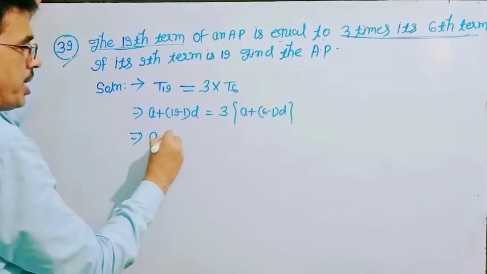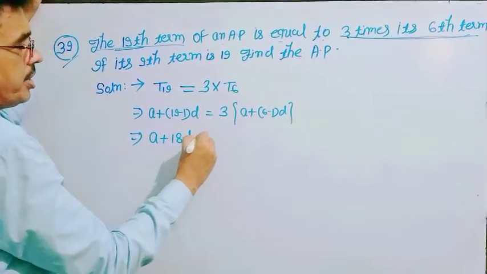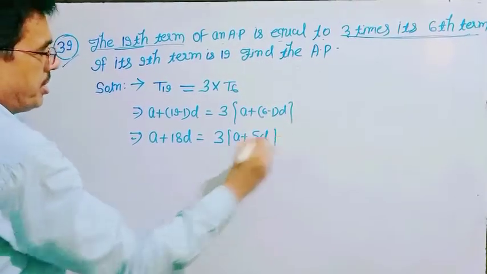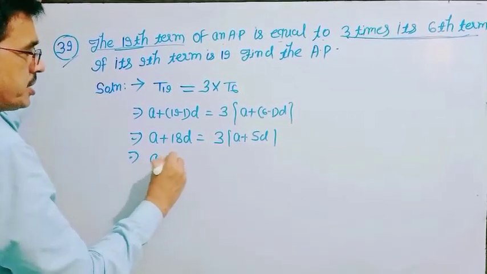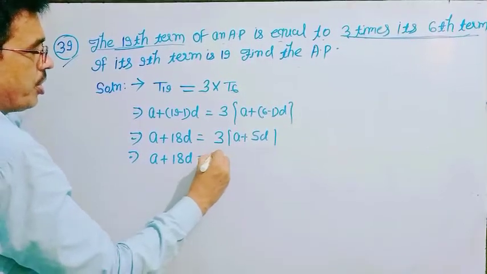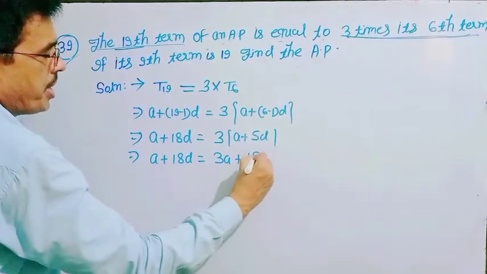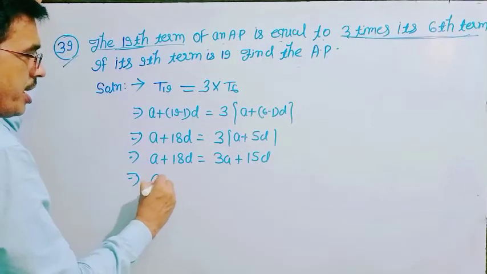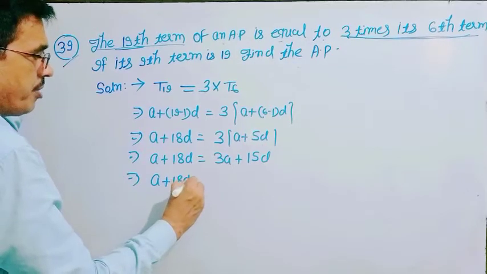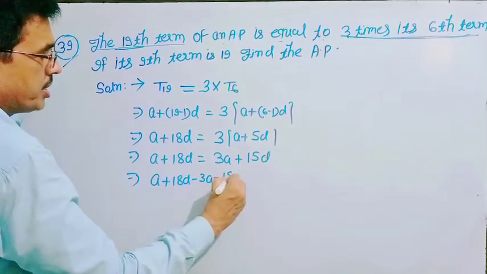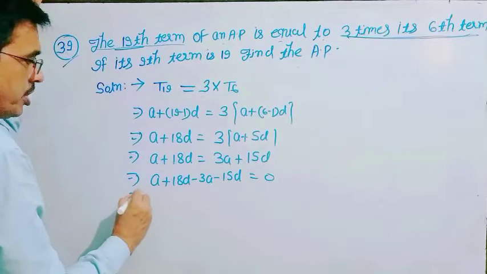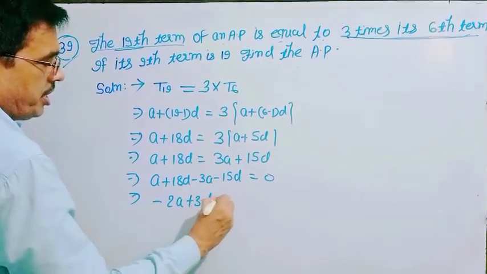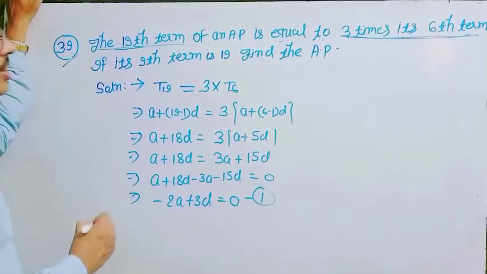Then here A plus 18D is equal to 3 into A plus 5D. Hence A plus 18D is equal to 3A plus 15D. Then you write here A plus 18D minus 3A minus 15D is equal to 0. So what do you get? You get minus 2A plus 3D is equal to 0. It is your first equation.